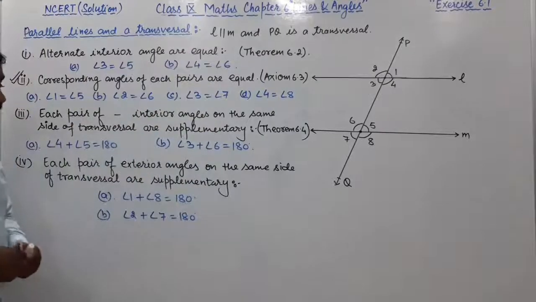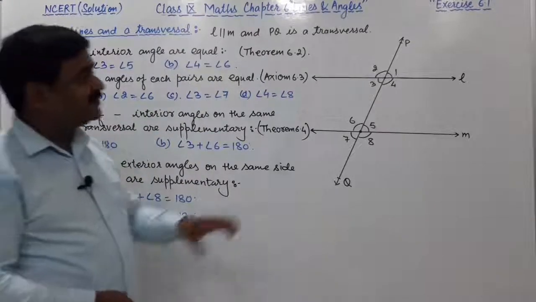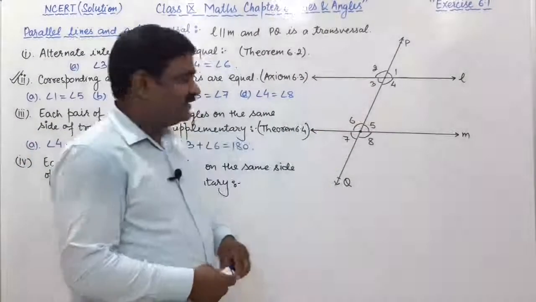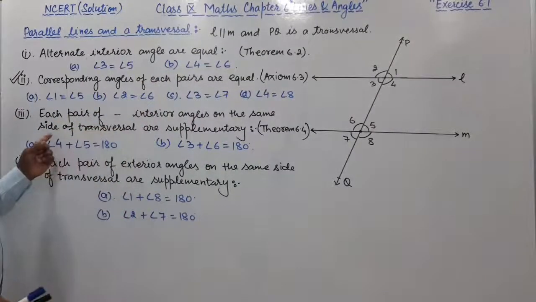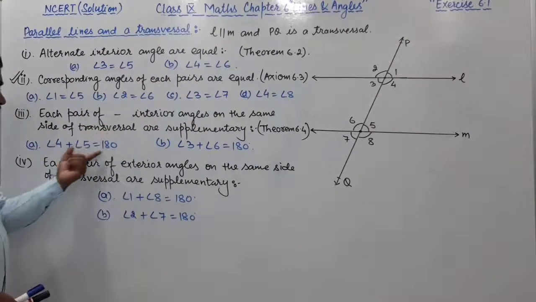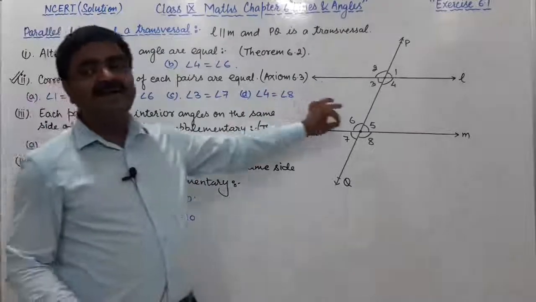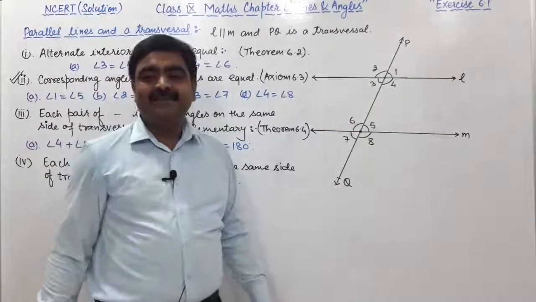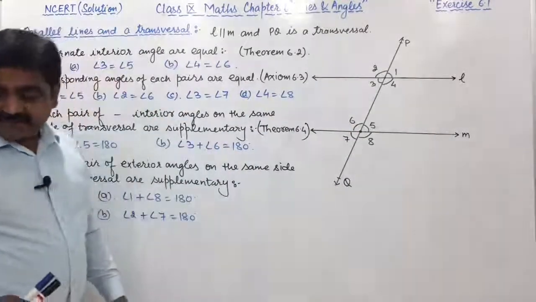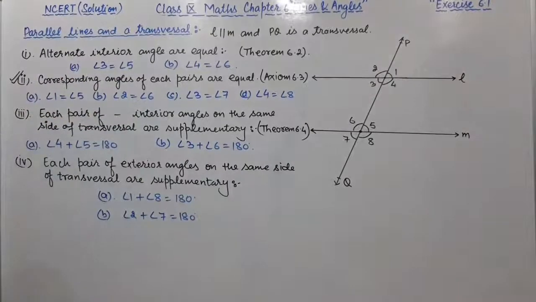Right? And the same, just the converse of this: if a transversal intersects two lines and each pair of interior angles on the same side of the transversal is supplementary, then the lines are parallel to each other. Understood? Afterwards, 6.5: if a transversal intersects two lines such that each pair of interior angles on the same side of the transversal is supplementary, then the two lines are parallel.